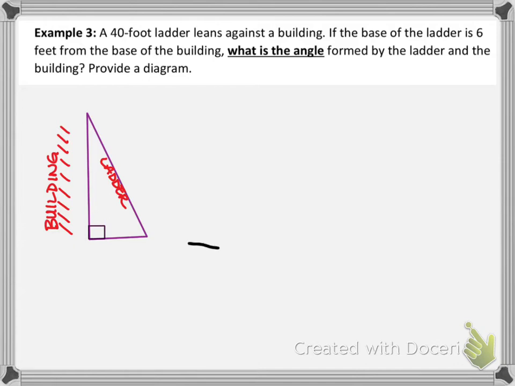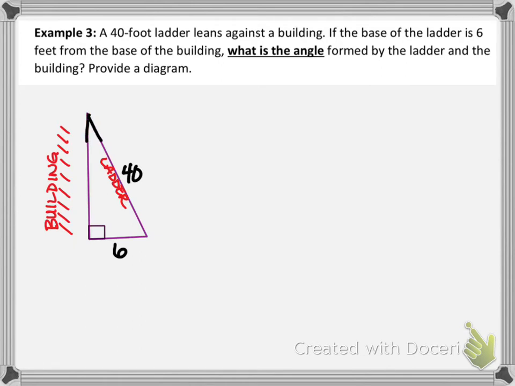So I'm going to write in that this is 40 feet long. And they are telling us that the base of the ladder is 6 feet from the base of the building. So right here, that part is 6. And then they're saying, hey, do us the favor and find the angle formed by the ladder and the building. So the angle formed by the ladder and the building would just be this, wouldn't it? I mean, here's the ladder, here's the building.